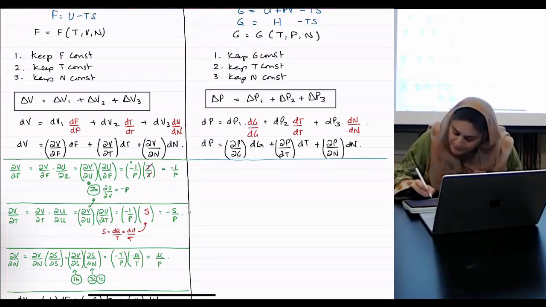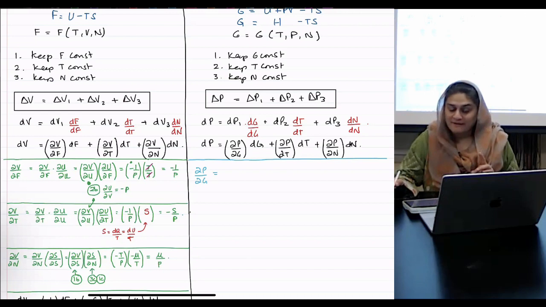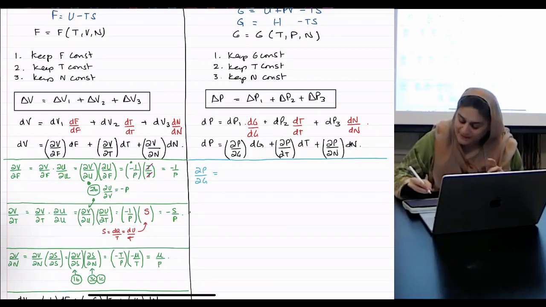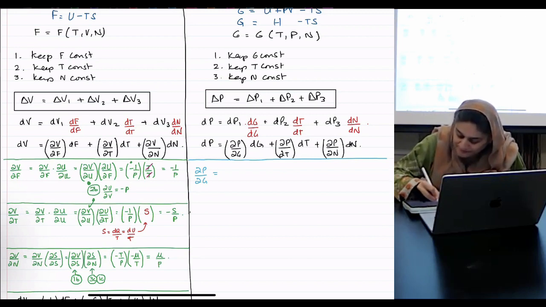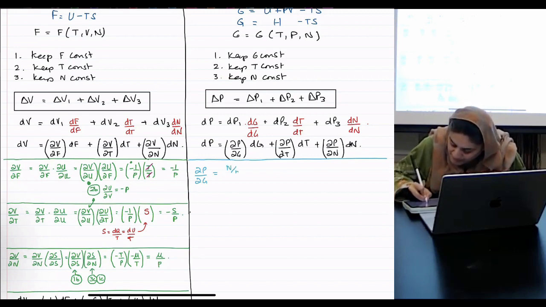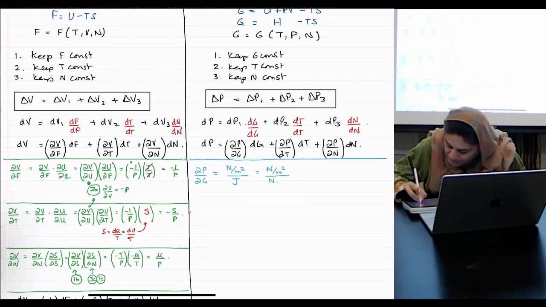Okay, so for the first one, it would be partial P over partial G. Now, I don't have anything else, but I do know the units. I know units for P are newtons per meter squared, and G is joules. And I know joules are Newton meters. So newtons will get canceled, and I only have 1 over meter cubed, which means it is 1 over V.